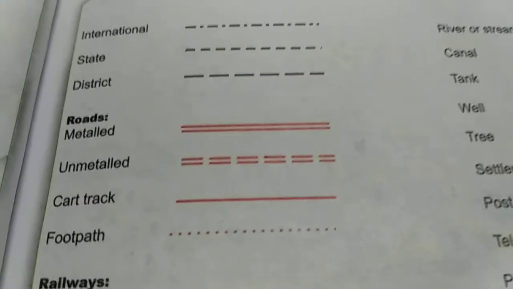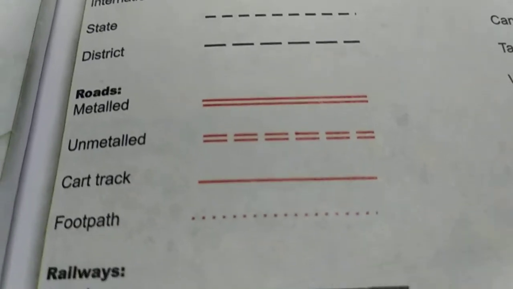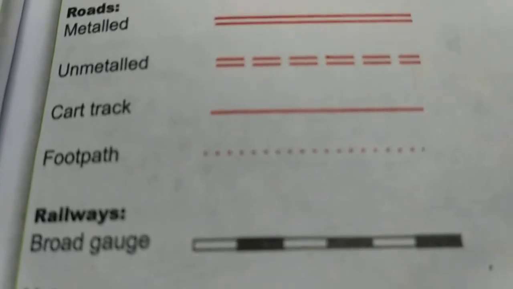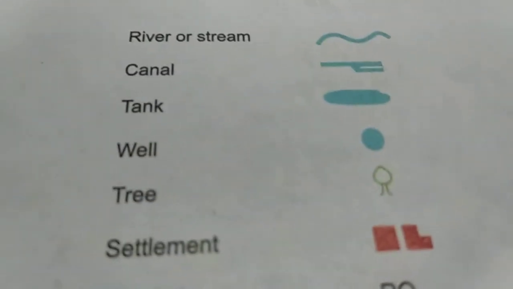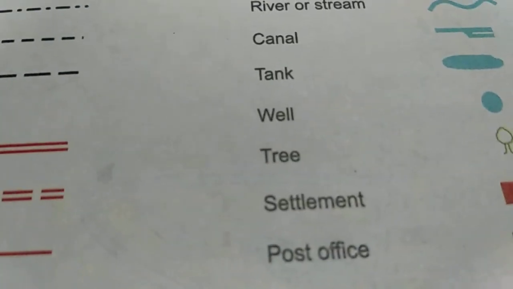Here you can see some conventional signs: international boundary, state boundary, metalled road, unmetalled road, footpath, broad gauge, meter gauge, river, tank, well. These are the symbols which are the same in every country's map in the world.